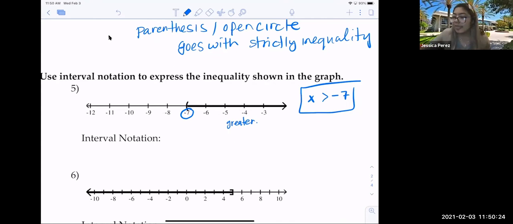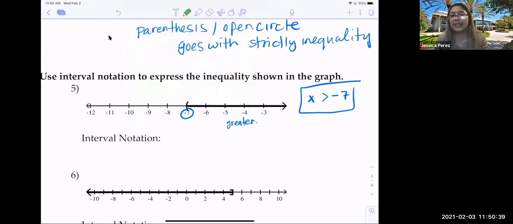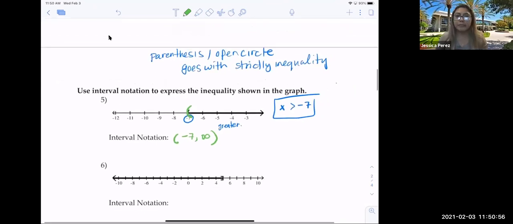Interval notation is when you start reading what it is. So how can I read this problem? Well, that one is actually even easier, because they're already telling you what it is. You're just copying it. It's parentheses, -7, and you'll see it all the way to infinity. They're already giving it to you. That's the easiest part, when they don't have open and closed circles. That is the interval notation for this problem. Any questions here?